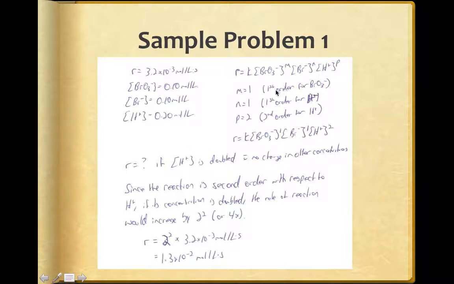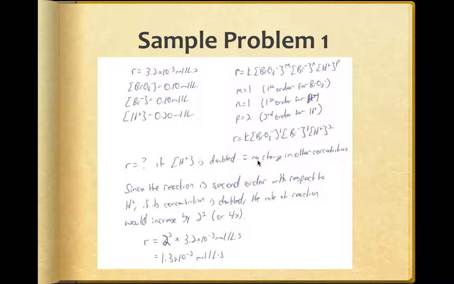Now, in the question, it told us that it was first order with respect to bromate, so m is equal to 1. It was first order with respect to bromide, so n is equal to 1. And it's second order with respect to H+, so p is 2. So I can rewrite this rate law expression as R is equal to K, the concentration of bromate raised to the power of 1, bromide raised to the power of 1, and the concentration of H+ raised to the power of 2. Okay? And we're asked to solve for the rate if the concentration of H+ is doubled, with no change in the concentration of the other reactants.